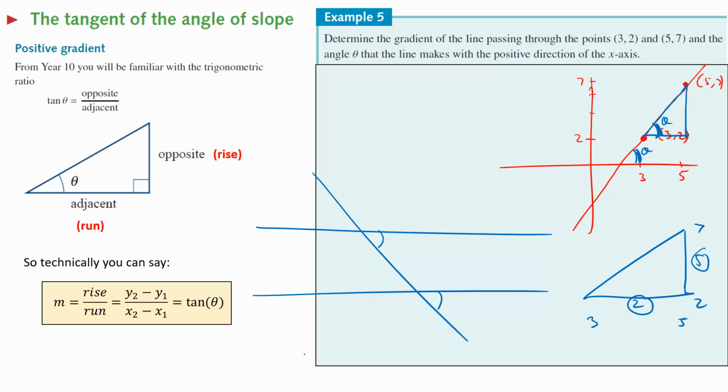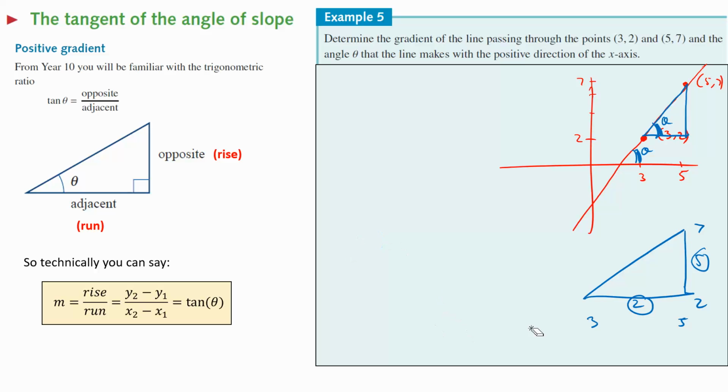So I'm going to quickly show you how I would have done this question. To find the gradient, you can just do y2 minus y1, 7 take away 2, over x2 minus x1, 5 take away 3. Work that out and that gives you 5 on 2. Exactly the same thing as I just told you: 3 to 5 is 2, 2 to 7 is 5.